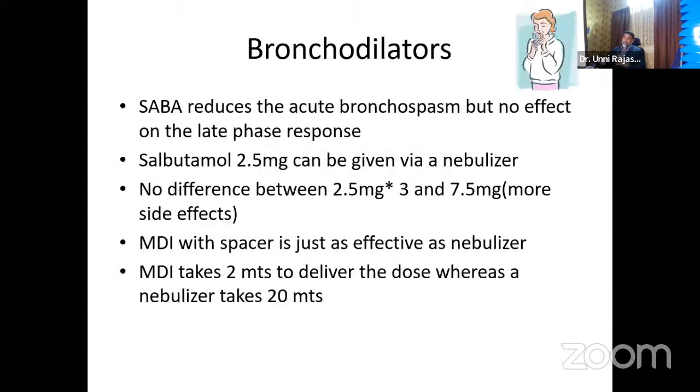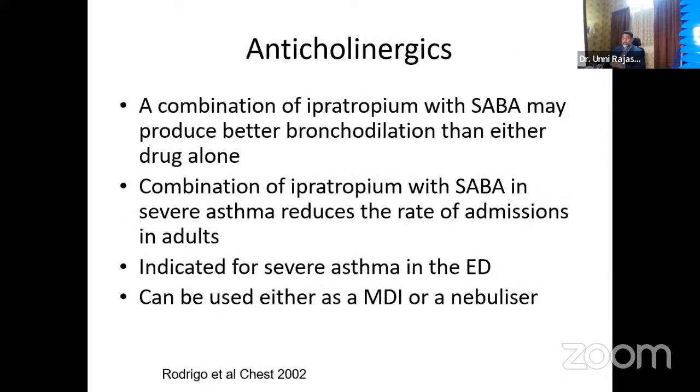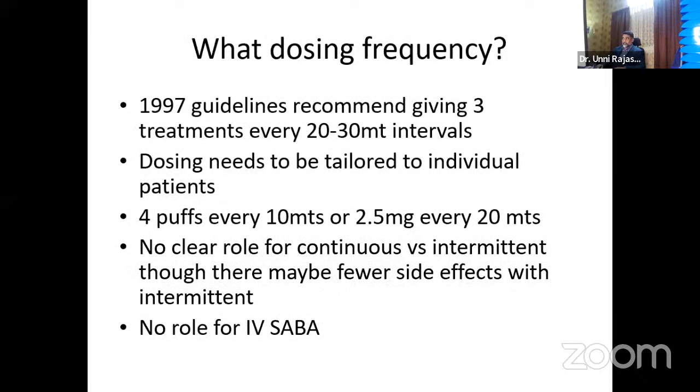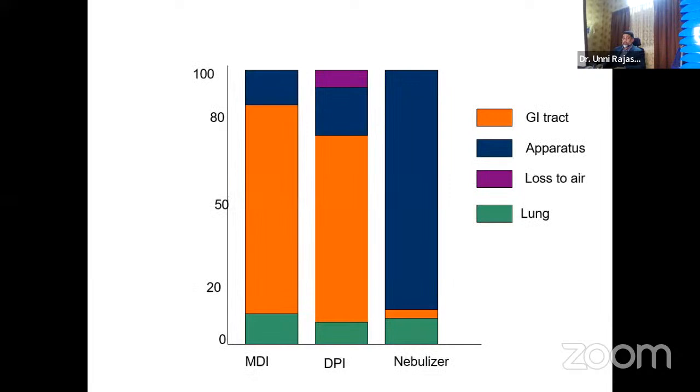So we have a whole lot of medications. We have short-acting beta agonists, long-acting beta agonists to treat our asthmatic patients. We have anticholinergics. We have long-acting muscarinic antagonists as a treatment modality. There have been guidelines on how we deliver the medications. So there are MDIs, DPIs, and nebulizers available.